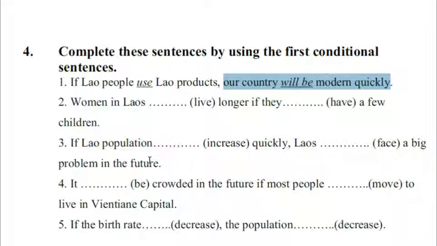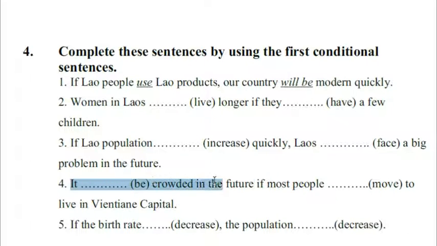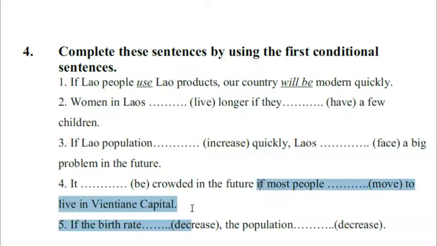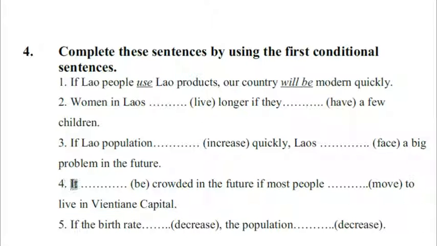Now let's take a look at number 4, for example. Here we have our result first. It will be crowded in the future. That is the result. And if most people move to live in Vientiane capital is the condition. So here we just use what we have learned before: it will be crowded in the future if most people move to live in Vientiane capital.